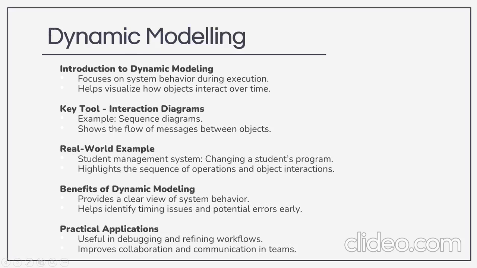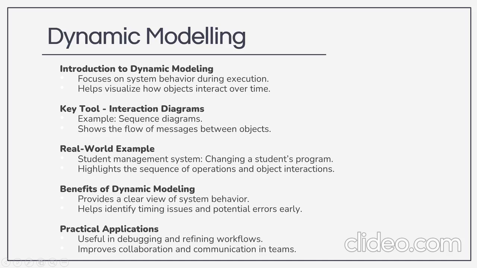Dynamic modeling is a key aspect of software design that focuses on how the system behaves during execution. Unlike static models, which highlight the system structure, dynamic models capture the interactions and changes that occur over time. These models are particularly valuable for understanding complex workflows and ensuring that different components of the system work together seamlessly. One of the most common tools used for dynamic modeling is interaction diagrams, such as sequence diagrams.